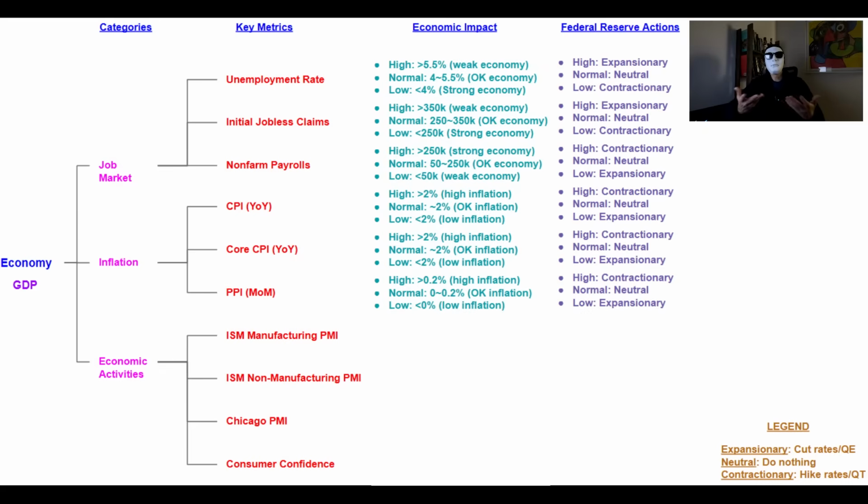Okay, now moving on to economic activities. First, the ISM Manufacturing PMI. Now, ISM stands for Institute for Supply Management, and PMI stands for Purchasing Managers' Index. Basically, this is data based on a monthly survey conducted with executives in over 300 to 400 manufacturing companies.